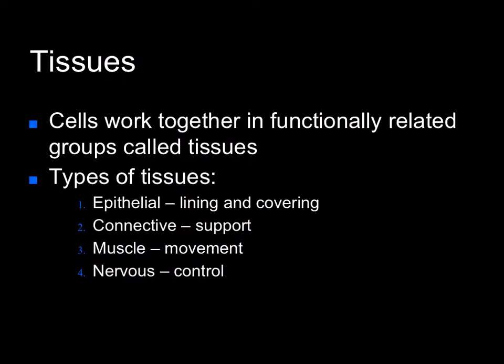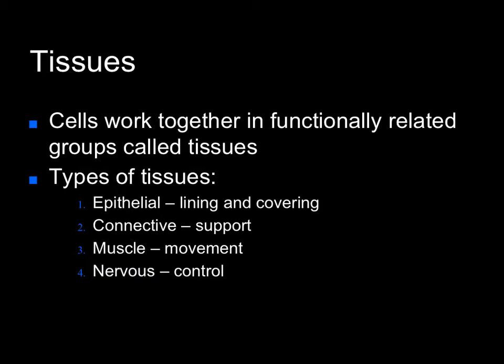A group of cells working together to perform a specific function is called a tissue. In our bodies, we have four main types. Epithelial tissues provide lining and covering of the body. For example, these would be found in your skin, the inside of your mouth, and also the inside of your intestines, just to name a few.